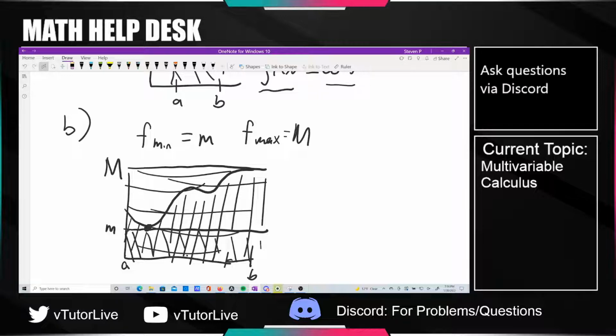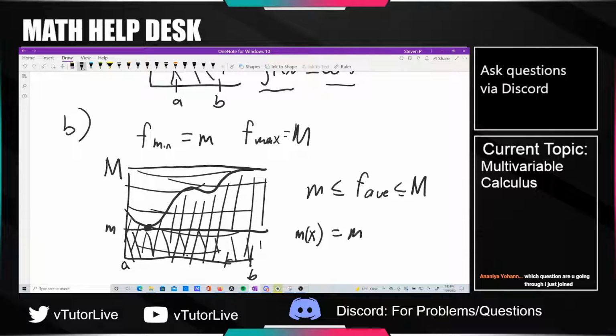And the idea is that you're being asked to show that little m times (b minus a) is less than or equal to the integral of f, which is less than or equal to big M times (b minus a), or equivalently that m is less than or equal to f average is less than or equal to big M. And to do that, you can just cite part A, right? You can just treat m of x as a constant function equal to little m all the time, and big M of x as the constant function big M all the time, and then just apply part A, and it should fall right out.